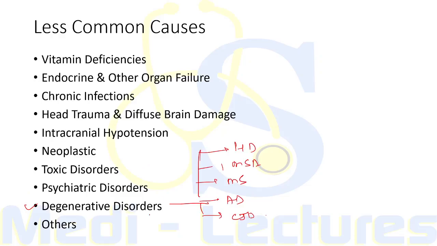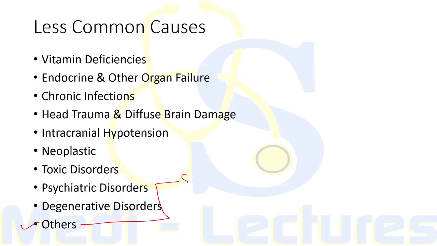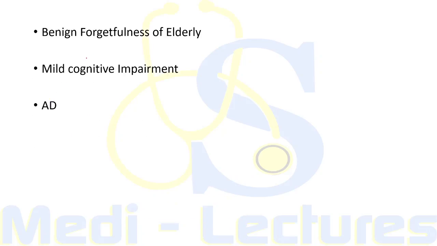Now the degenerative disorders include a very important class which can be due to Huntington's disease, multisystem atrophy, multiple sclerosis, Alzheimer's disease, Creutzfeldt-Jakob disease which is caused by prions, and finally some other causes include sarcoidosis which can also lead to dementia, vasculitis, and so on.